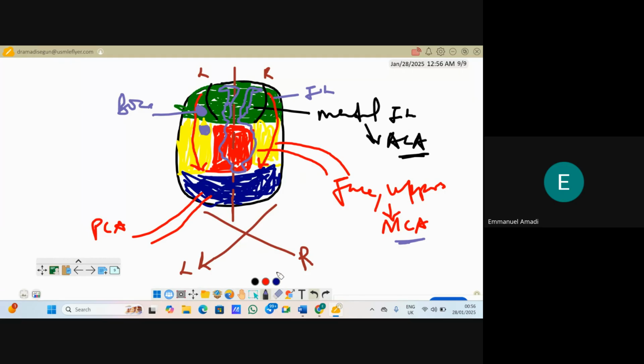Now, your visual cortex will be here. This is where your visual cortex will be. So anything that affects the posterior cerebral artery, the person will have loss of vision in one side of the eye. If it happens to the right posterior cerebral artery, remember, right supplies left. The person will have visual loss on the left side of the eye. This is the cerebral hemisphere. And this is how you need to understand the areas of the cerebral hemisphere.